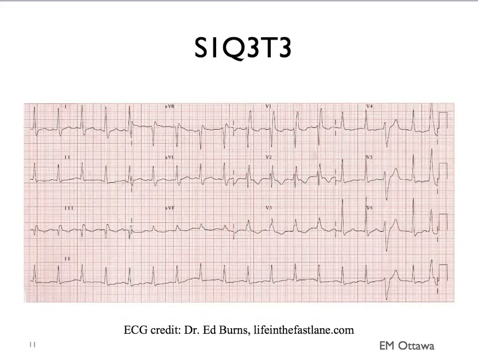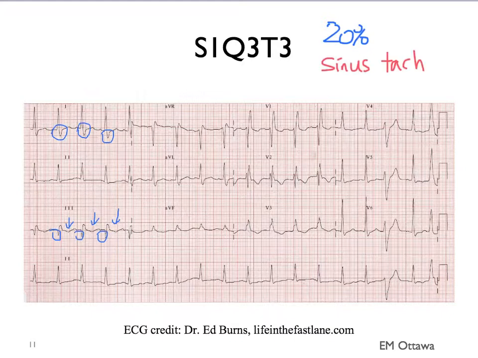In about 20% of patients with PE, their ECG will show what's known as an S1Q3T3 pattern. What does that mean? It means that there is a prominent S wave in lead 1, a Q wave in lead 3, and an inverted T wave in lead 3. Again, it's only seen in 20% of patients with PE. You may also note that this ECG also shows sinus tachycardia and a right bundle branch block.